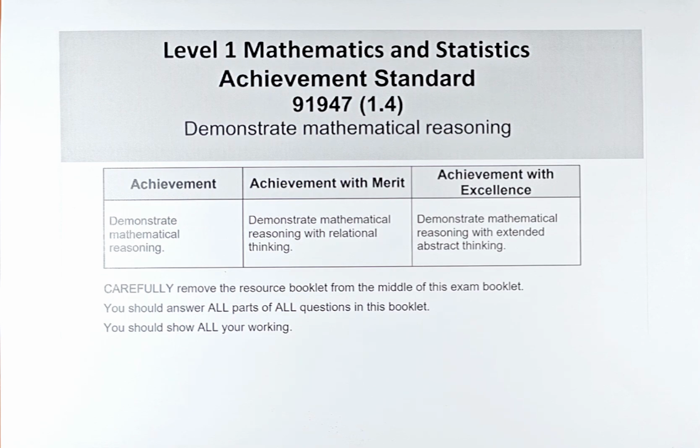In this video, we are going to do question 1E of the exemplar of the new Level 1 algebra standard called Demonstrate Mathematical Reasoning, paper number 91947, and the paper in short is going to be 1.4. This is an exemplar, so if you have not watched videos 1, 2, 3, 4, please do so. This is the 5th video, and this is an excellent question. Without further ado, let's try to solve this.